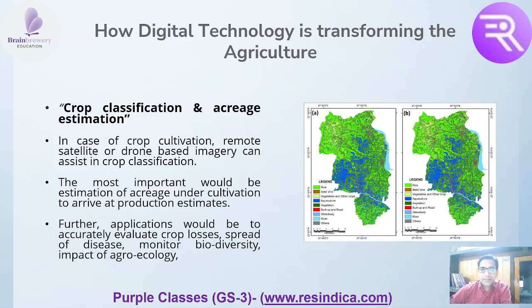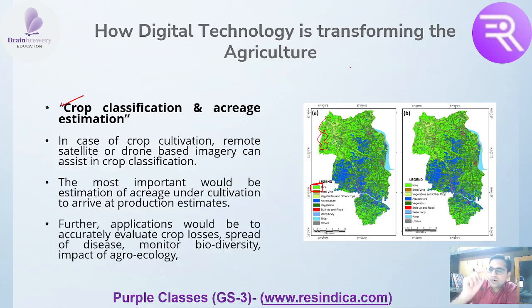Now here, if we see next how the technology is transforming agriculture, it is crop classification and acreage estimation. If you see here, it is satellite imagery where you can see a lot of green color, some part blue color, some part brown color. So you can see here the green part is filled with rice fields. Okay, the yellow part is with vegetables. So this imagery is helpful in finding out which area is rich in what.